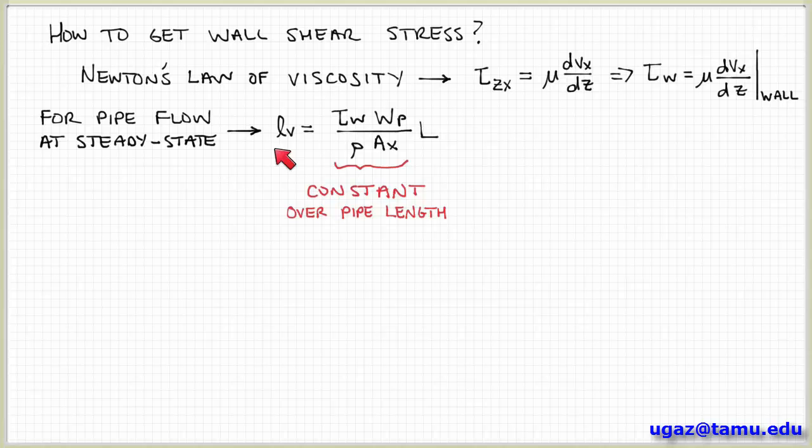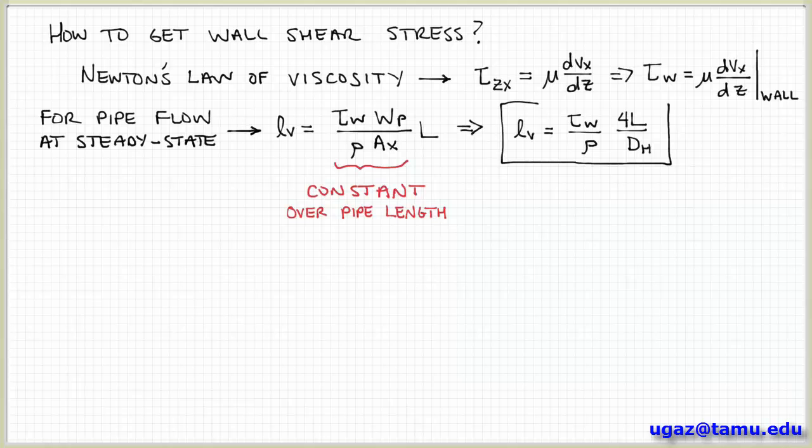So our viscous loss term is just this quantity tau wall, the wall shear stress, which we can get from the velocity gradients at the wall, so that's known, or can be obtained, times the perimeter, divided by the density times the cross-sectional area times the length of the pipe. Okay, and that's basically the result. But for convenience, we can write that in a slightly different way.